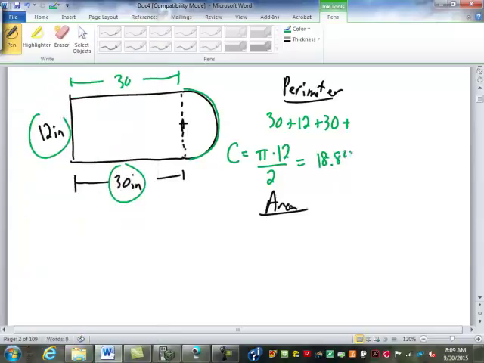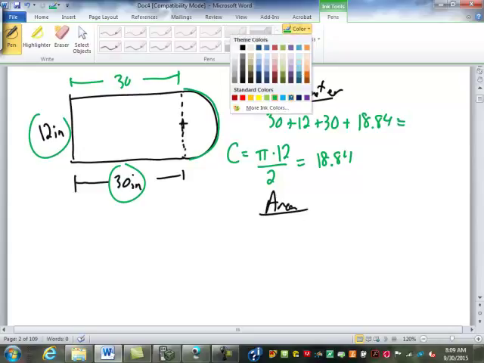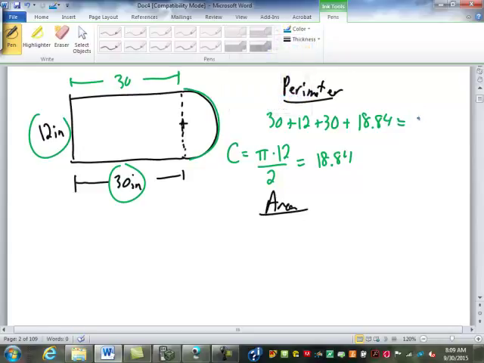Which would give us 18.84. So that's going to add up to give us, what, 72, 80, 90.84 inches is our perimeter. How many of you got that?